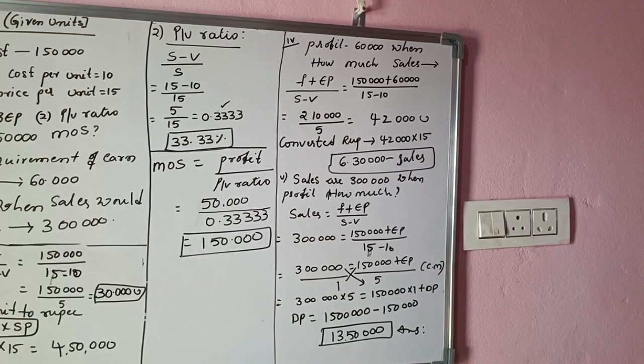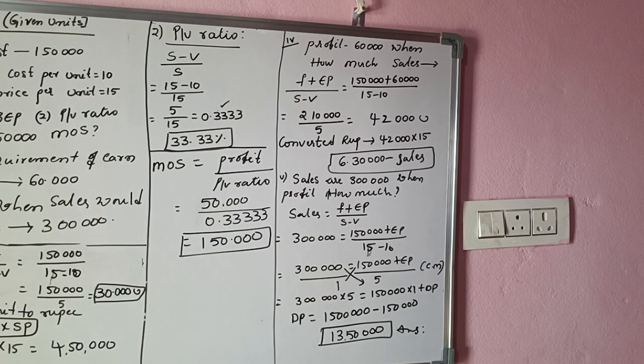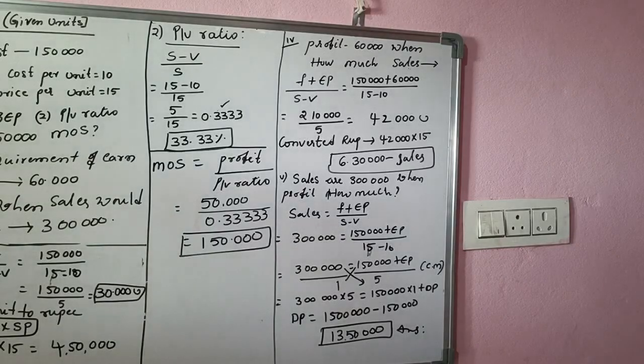Now the fifth point. Sales are given as 3 lakhs, then find the profit. Using the formula, sales is equal to F plus EB by S minus V. Another formula is also F plus EP by PV ratio, but the PV ratio is used only in value terms. In this problem, the units are given, so 3 lakhs is equal to 1,50,000 plus EP by 15 minus 10. Cross multiplying, 3 lakhs into 5 and 1,50,000 into 1. So 15 lakhs minus 1,50,000, the answer is 13 lakhs, and the final answer is 50,000.